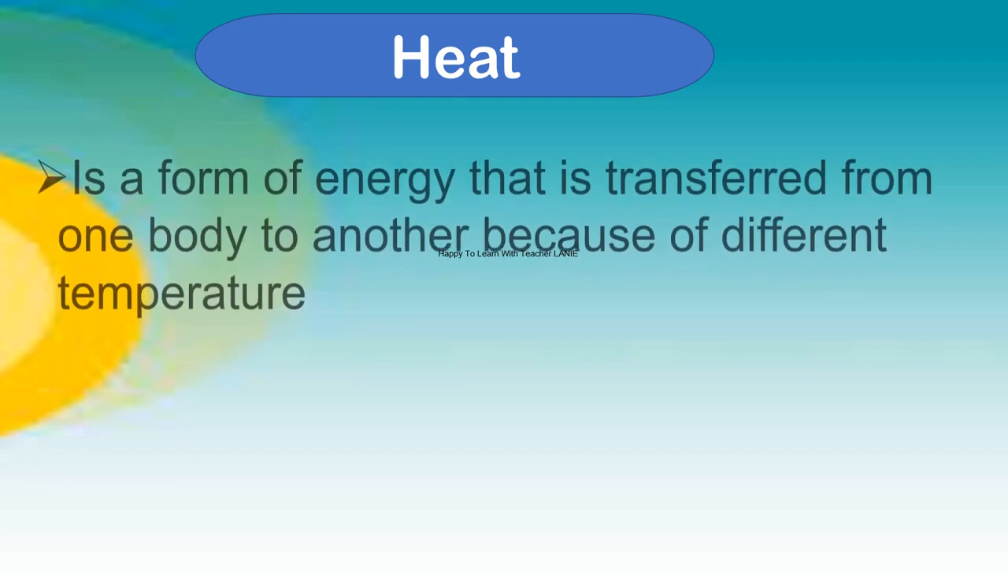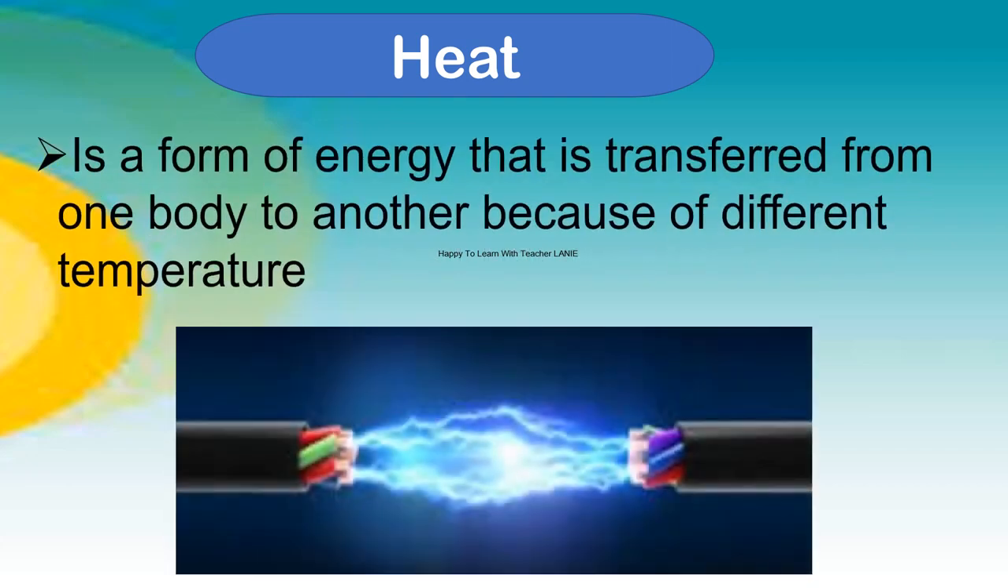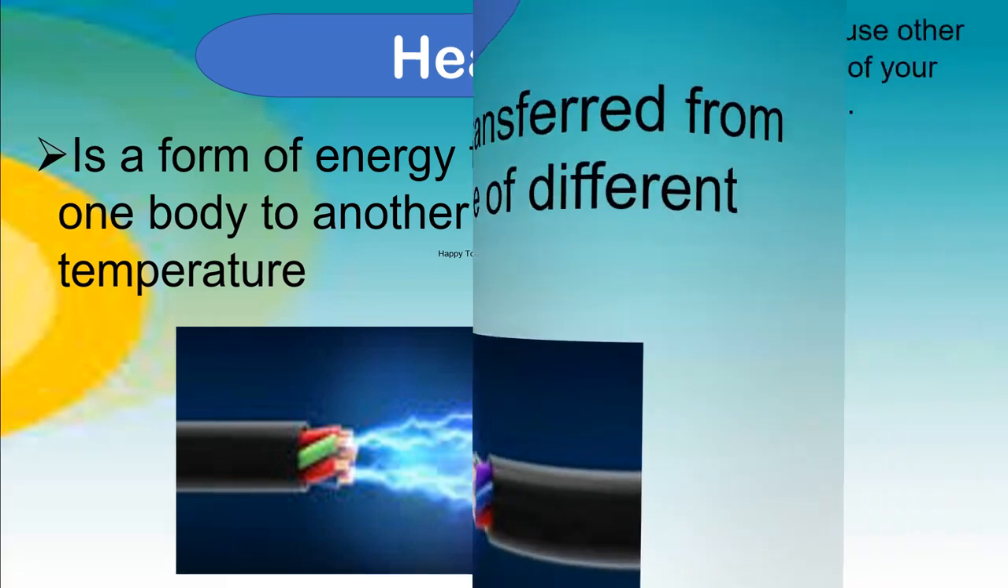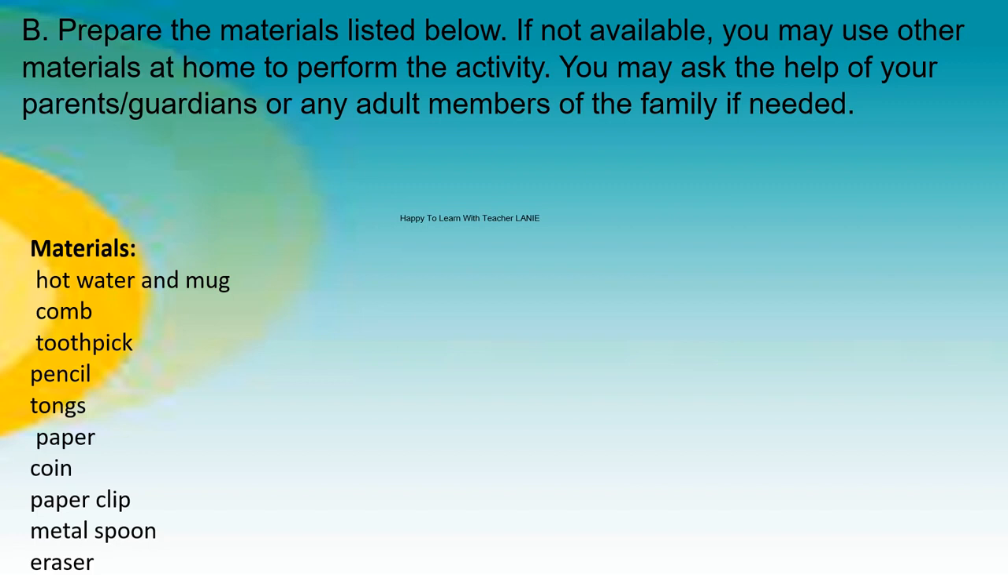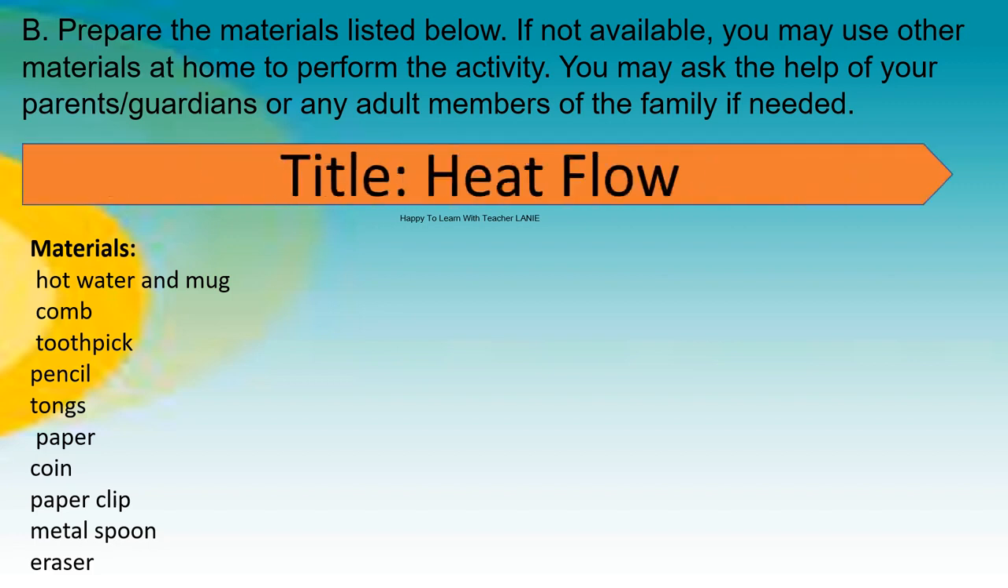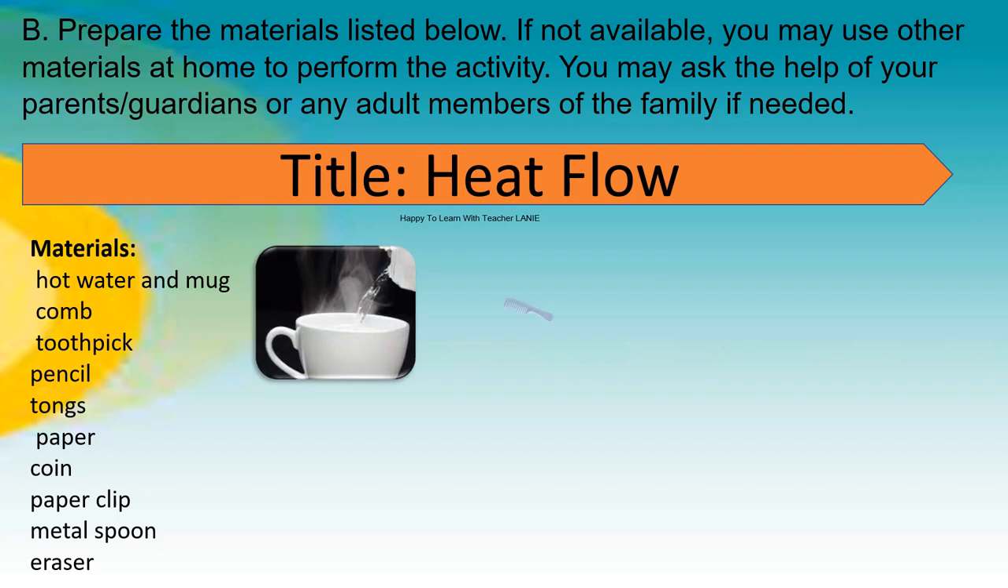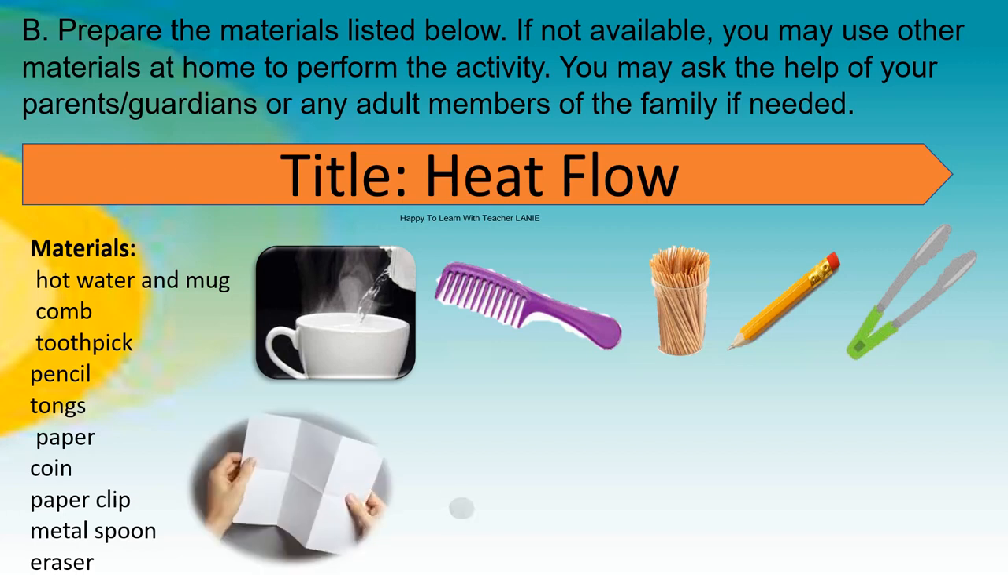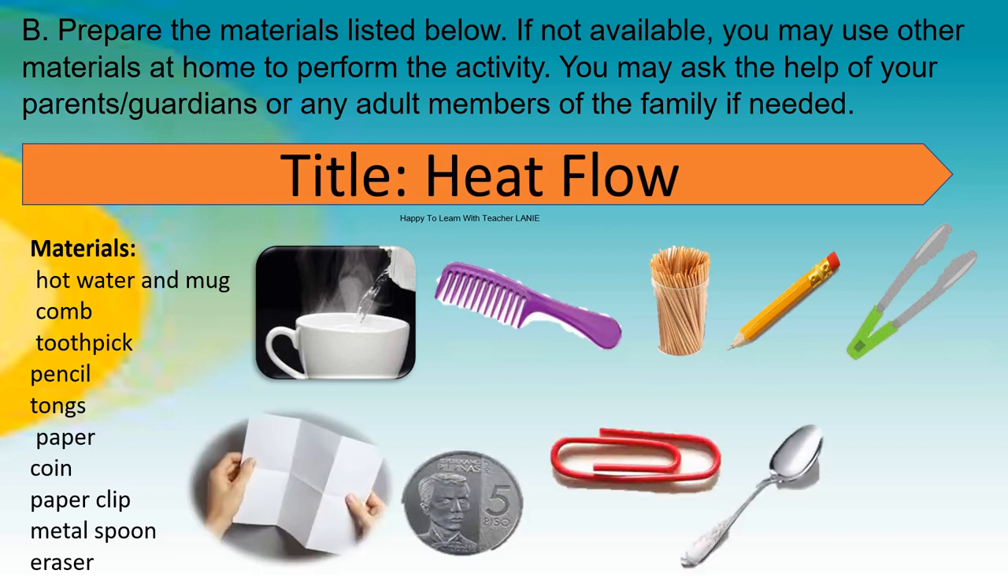Heat is a form of energy that is transferred from one body to another because of different temperature. Prepare the materials listed below. If not available, you may use other materials at home to perform the activity. You may ask the help of your parents or guardians or any adult members of the family if needed. Title: Heat Flow. Materials: hot water and mug, comb, toothpick, pencil, tongs, paper, coin, paper clip, metal spoon, eraser.